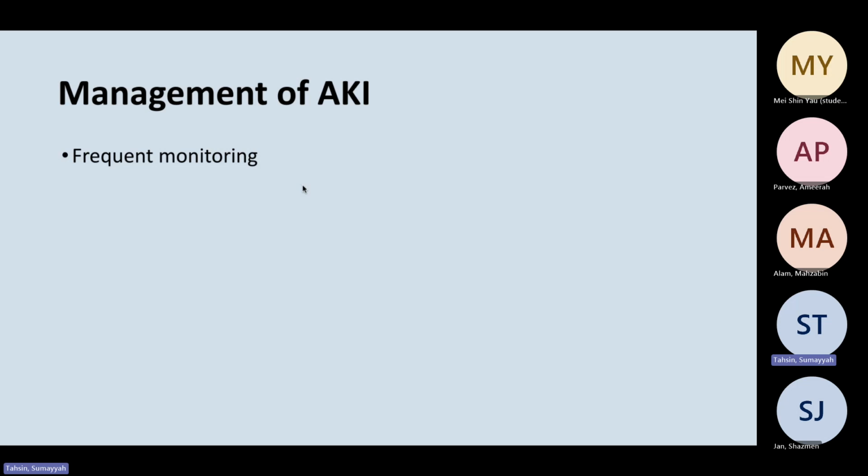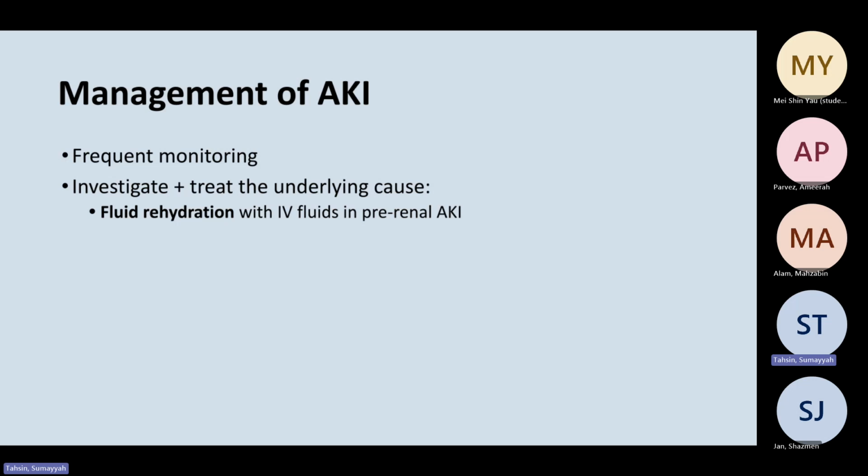So first of all, we want to prevent an AKI from occurring. Like we said, a lot of patients who come into hospital end up having an AKI. So in order to avoid this, we might do things such as avoiding nephrotoxic medications, ensuring that there is adequate fluid intake with IV, and then investigating and treating any underlying causes the patient might have. So if it is a pre-renal AKI, we want to make sure they're being rehydrated with IV fluids. We also want to stop any nephrotoxic medications, and we'll speak about this in the next slides.